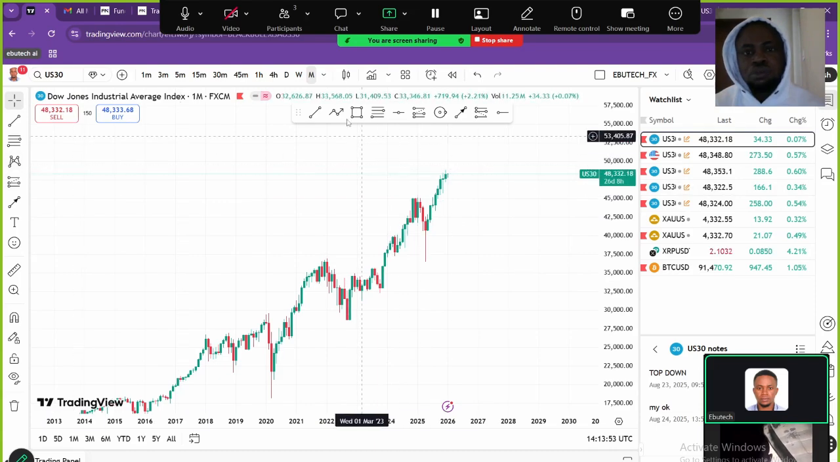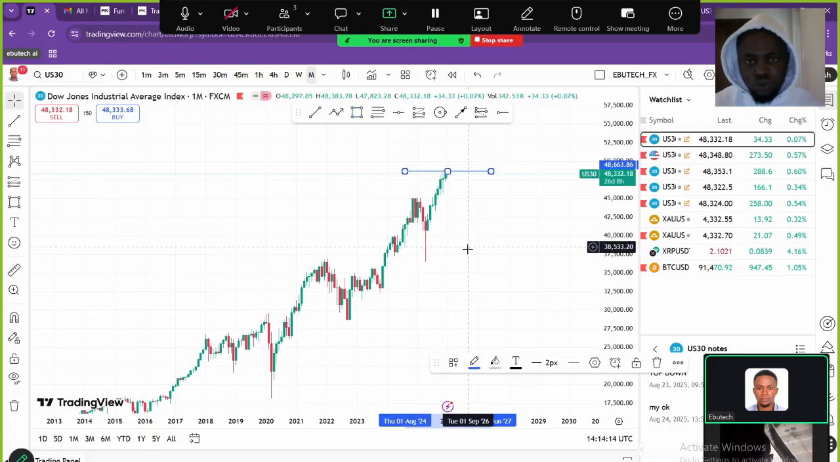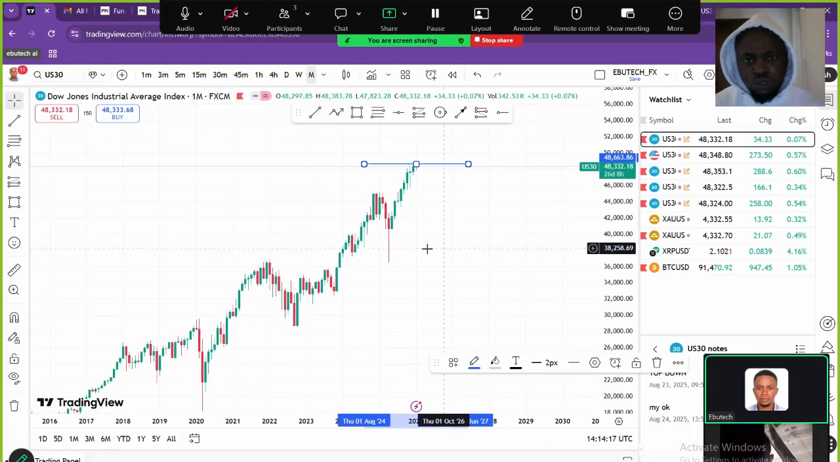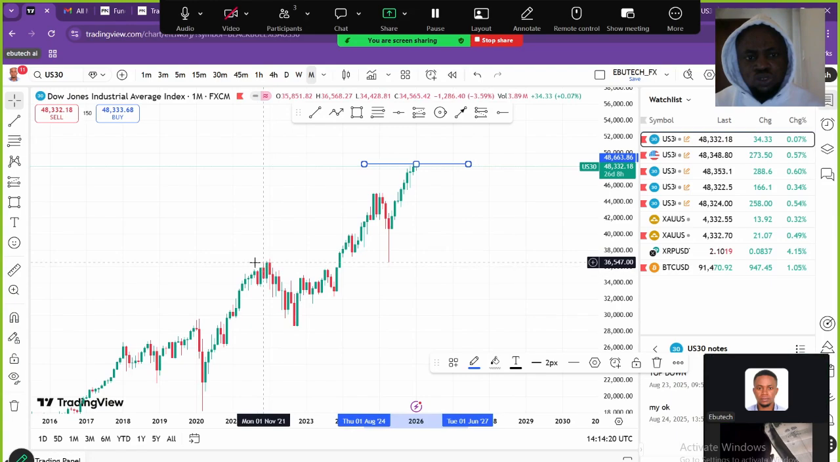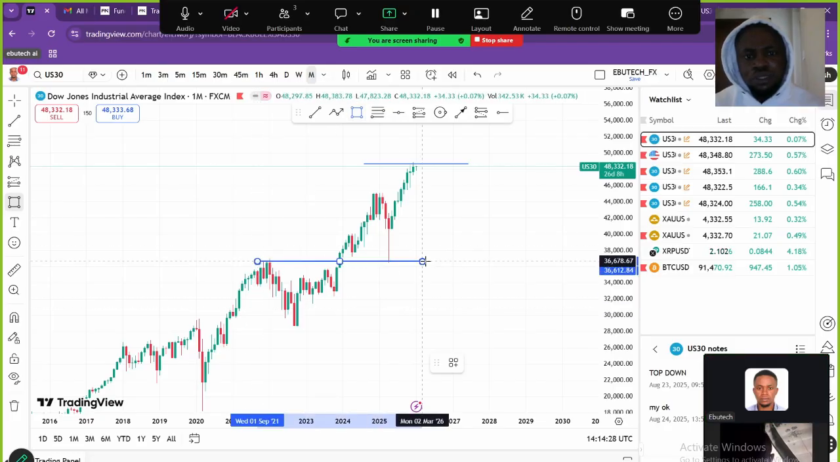So how do we mark out the key zone? We use our rectangle tool. This is our rectangle. This is the highest level that the market has gotten to, so we'll mark it out. We are in the monthly. This is another zone that the market reacted to, so we'll still mark it out.